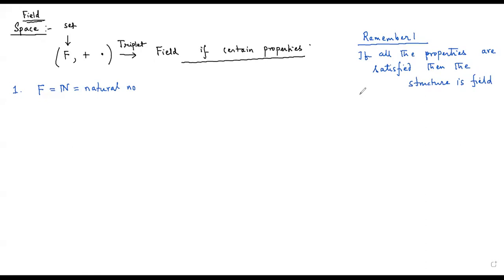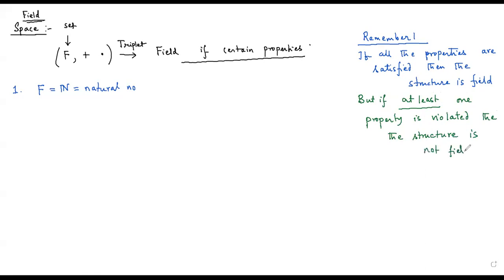But if at least one property is violated, the structure is not a field. For the violation, you have to show that at least one property is not being satisfied. Okay, so let's try to find out.